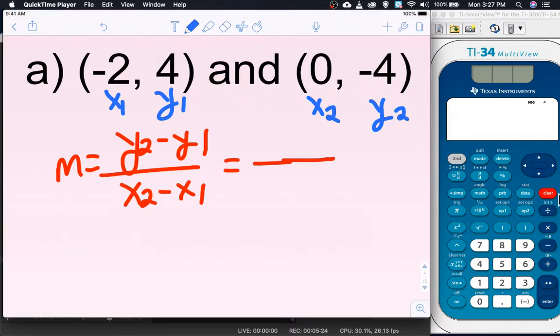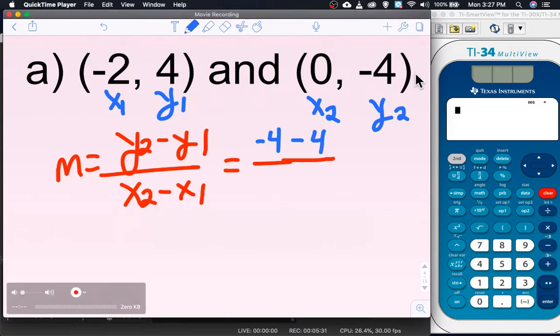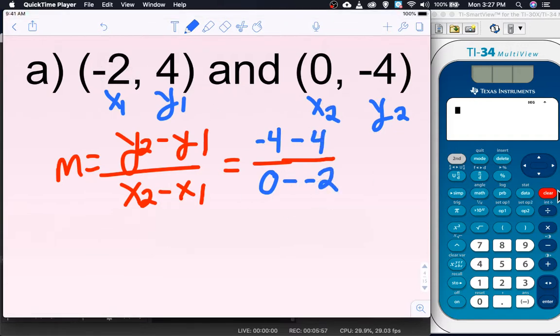So y2, that's the y value from the second point, minus y1. So I did -4 minus +4 over x2 is the x value from the second point, minus x1. That is the x value from the first point. And notice I have 0 minus -2.